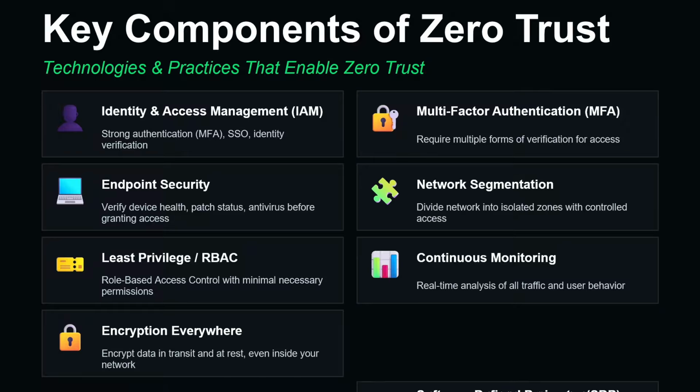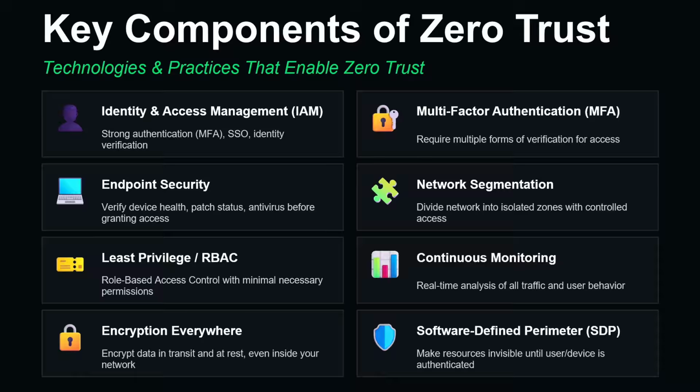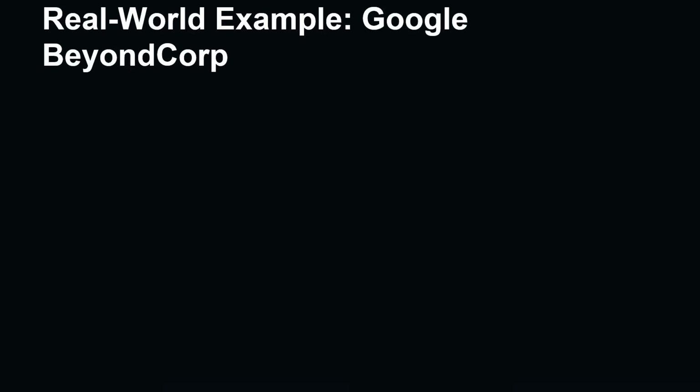Lastly is software-defined perimeter, also called Zero Trust network access. This makes your resources invisible by default. They don't even appear to exist until after successful authentication and authorization. All these components work together to implement Zero Trust principles. No single product does it all, as it is an architecture. With the components now defined, let's move on to a real-world example of Zero Trust with Google BeyondCorp.